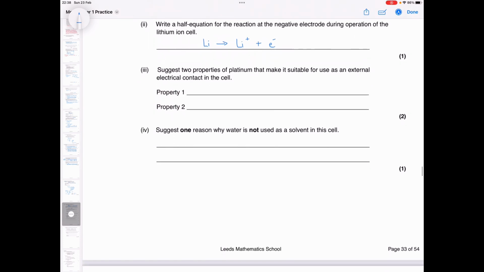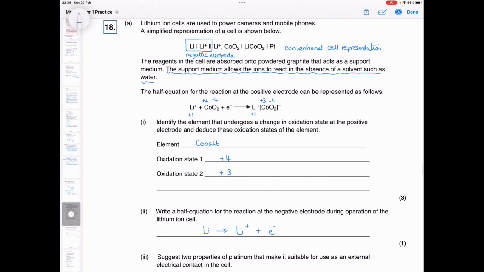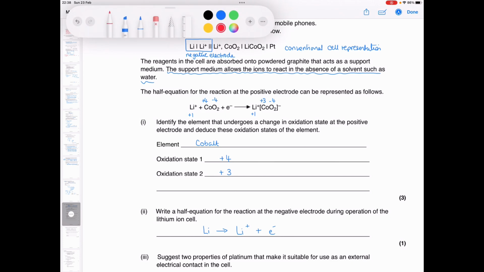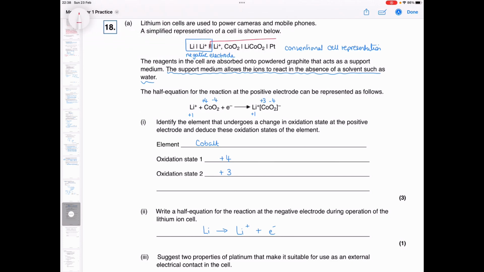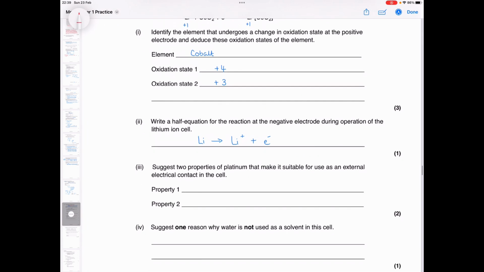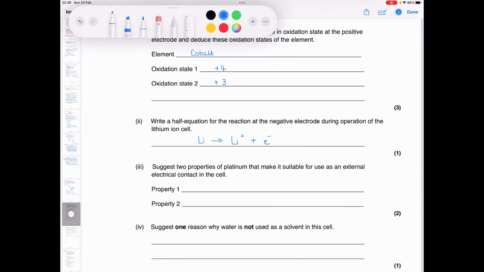Suggest 2 properties of platinum that make it suitable for use as an external electrical contact in the cell. So if you have a look at the cell reaction again, you can see that there is a platinum electrode as part of the positive part of the cell. I'm just illustrating it in red here. So there is a platinum electrode. Platinum electrodes are used because they are unreactive and they are also electrical conductors.